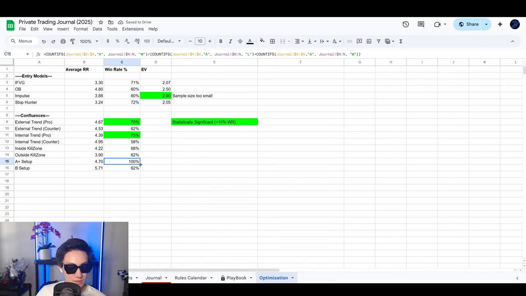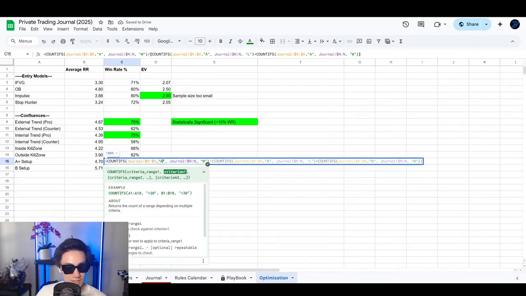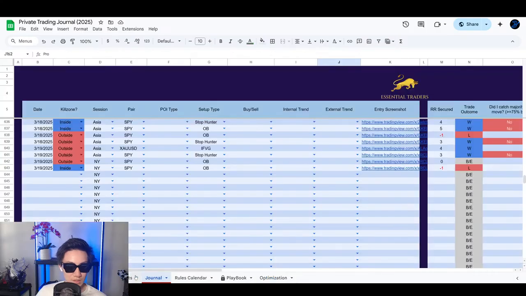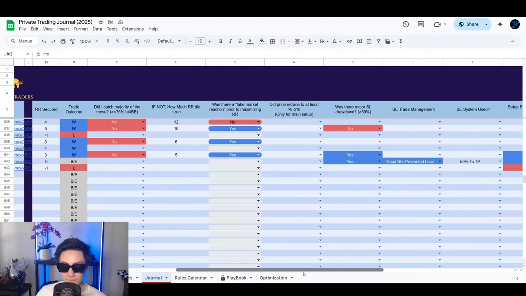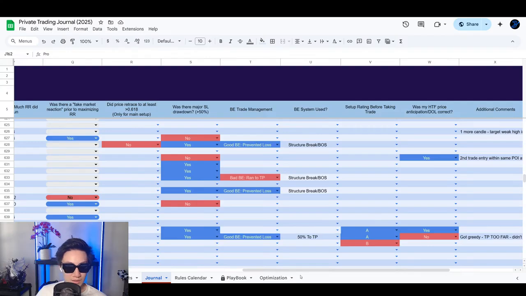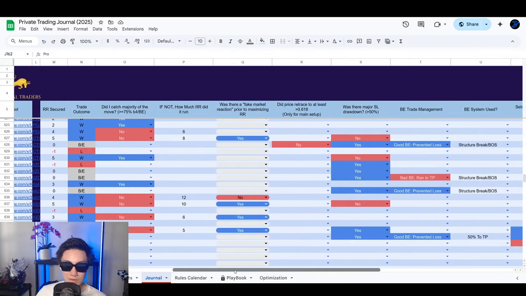100%. Wait. Am I doing this right? A, W, L. Okay, I guess it is right. So from the trades I've journaled so far, it's 100% win rate for a setup that's rated A. Let me see if that is right here.